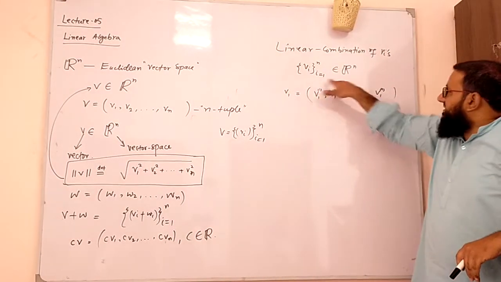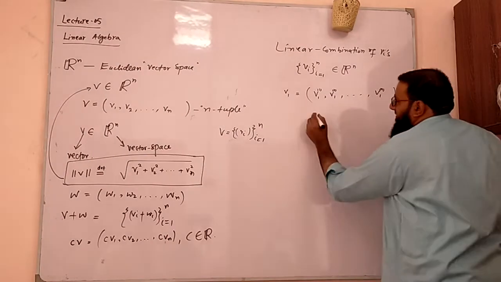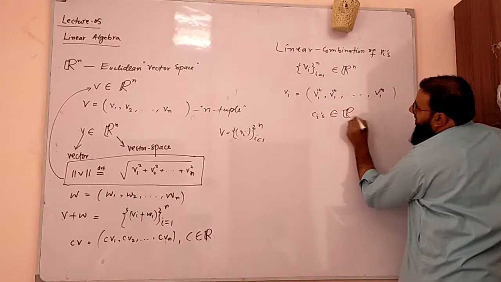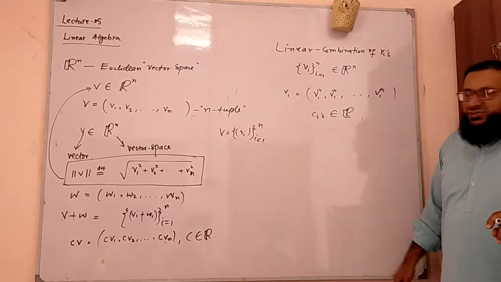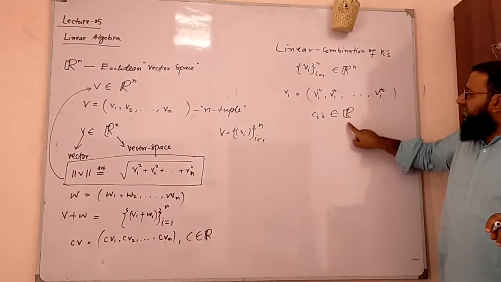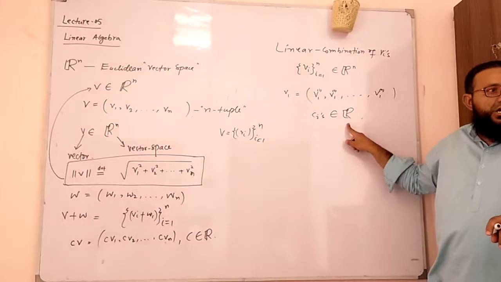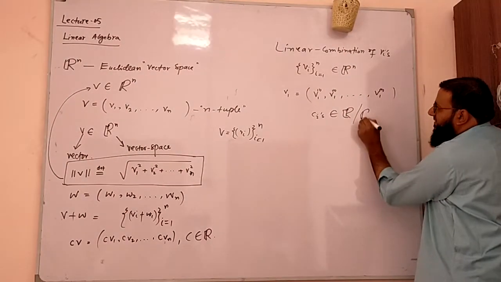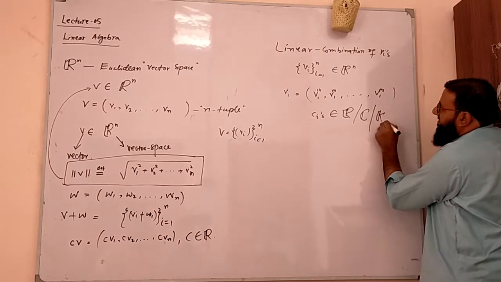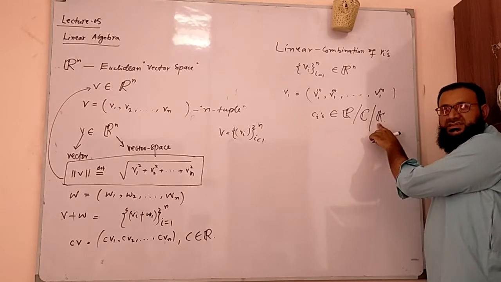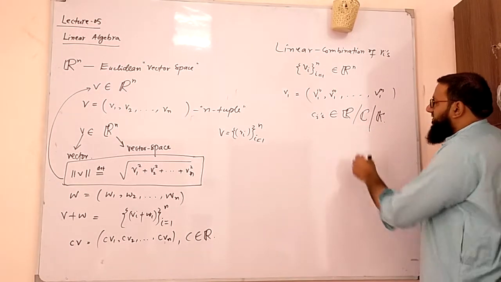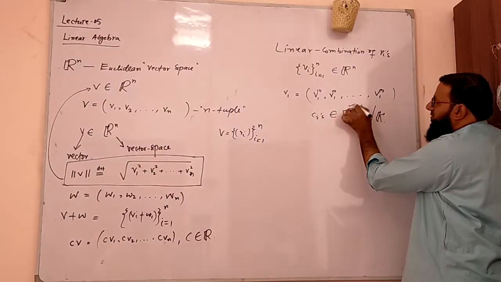I have some vectors in Rn, and let us take some Ci's in R. So this is your vector space, and this is the field on which your vectors are defined. This can be R, this can be C, or whenever you write a generalized K, it means it can be either R or C. Both will work. But right now we are concerned about R.